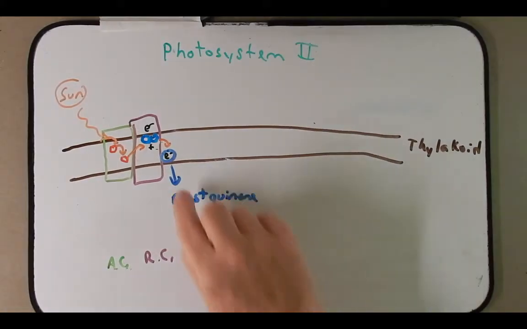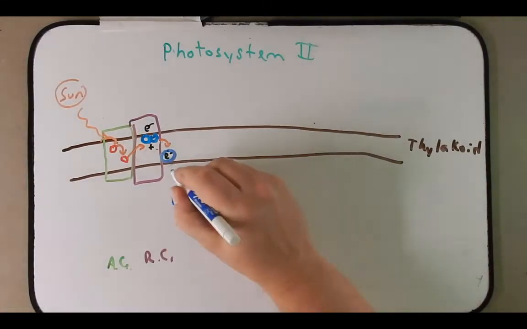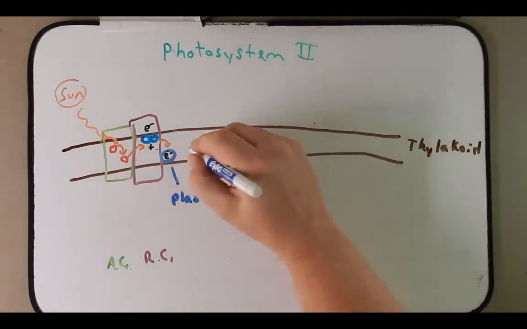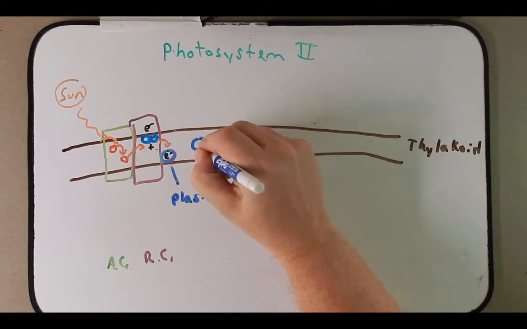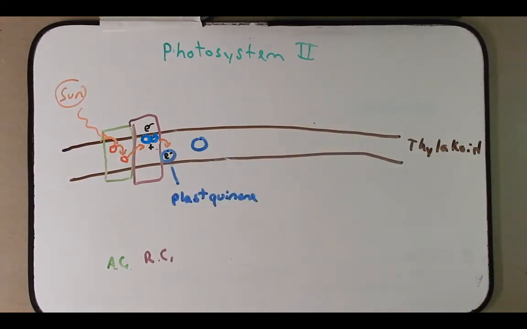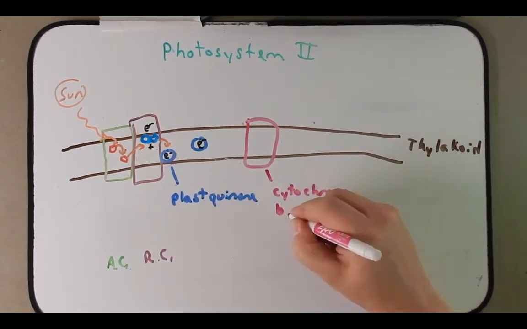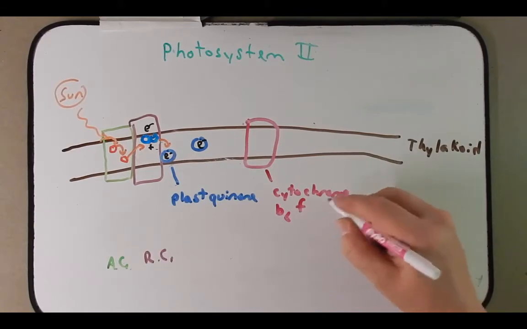I shouldn't draw an arrow here. It implies it's moving. It's not moving. I'm just labeling it plastoquinone. It then, just like we've seen before, will transfer these electrons to something that has a higher affinity for the electrons. And in this case, it'll be this protein complex called cytochrome b6f complex.